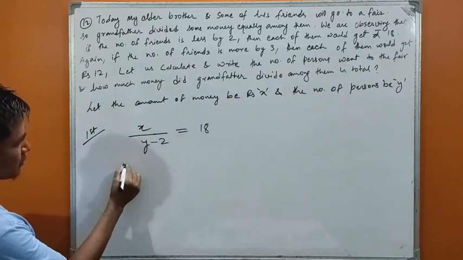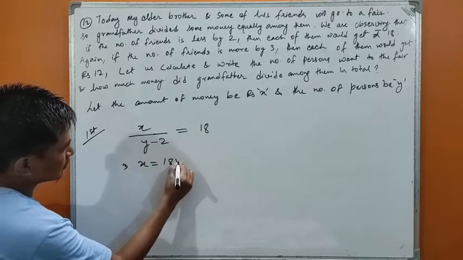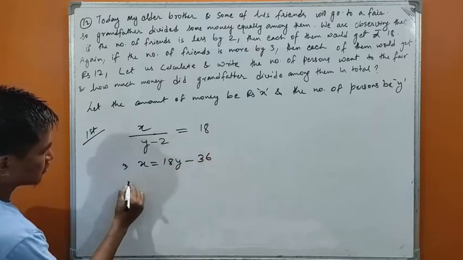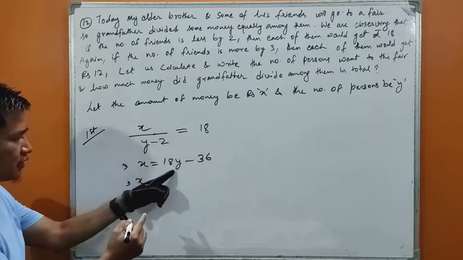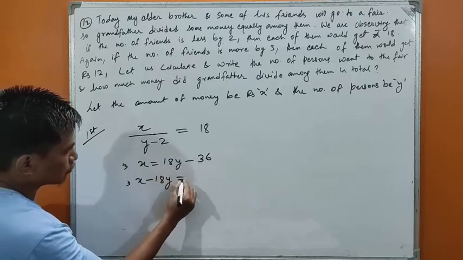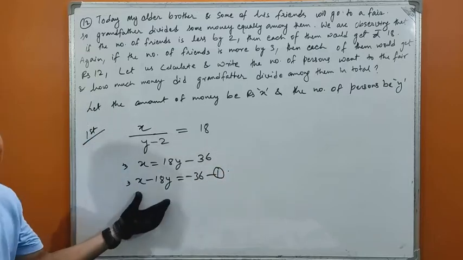So let us cross multiply this. X equals 18 into Y is 18Y, minus 18 times 2 is 36. So this gives us X equals 18Y minus 36. Let us bring 18Y to the left: X minus 18Y equals minus 36. This is equation 1. Isn't this easy?